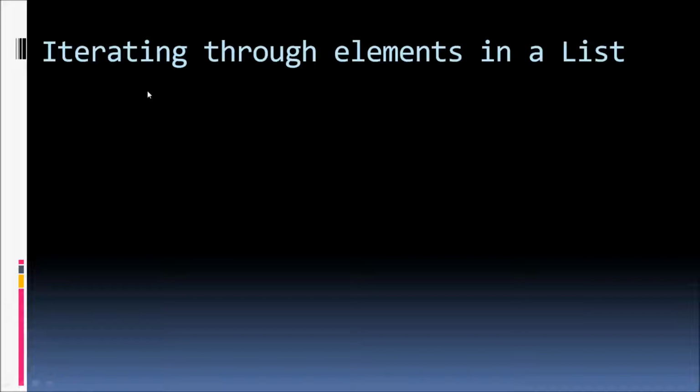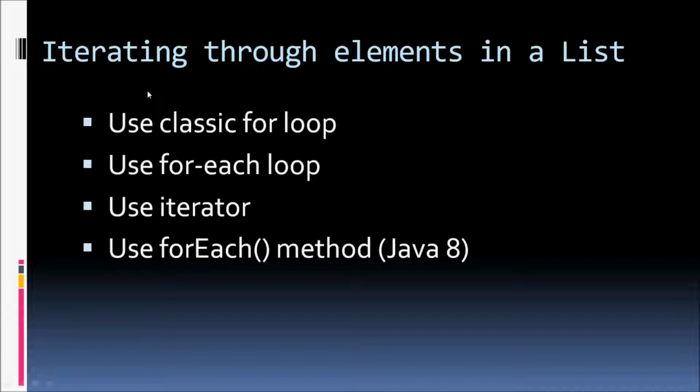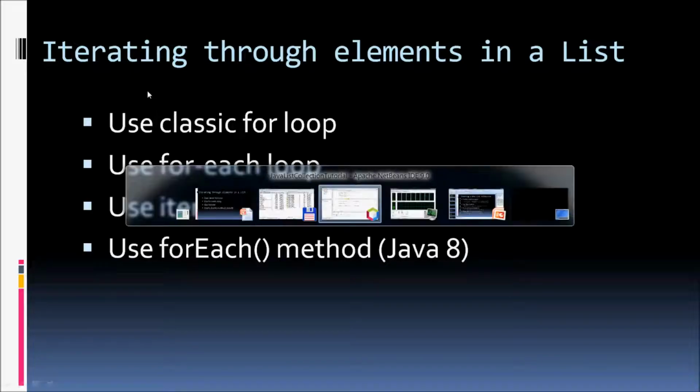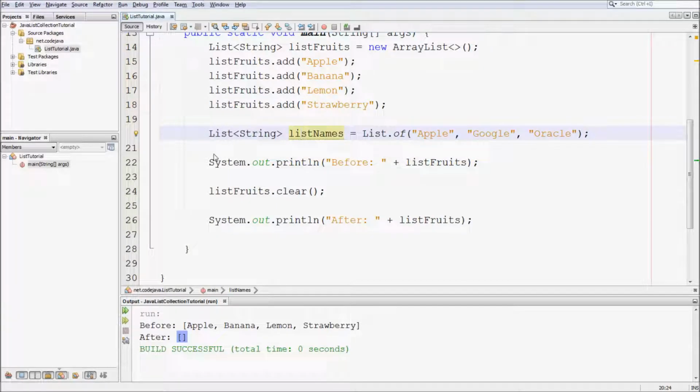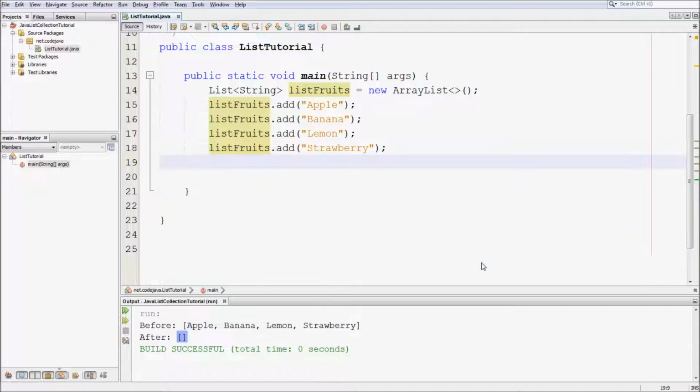And to iterate through the elements in a list collection, we can use the following methods. Use a classic for loop, use a for each loop, use an iterator, and use the forEach method available in Java 8. Now let's see how to use a classic for loop to iterate through the elements in the list fruits here. So delete this code.